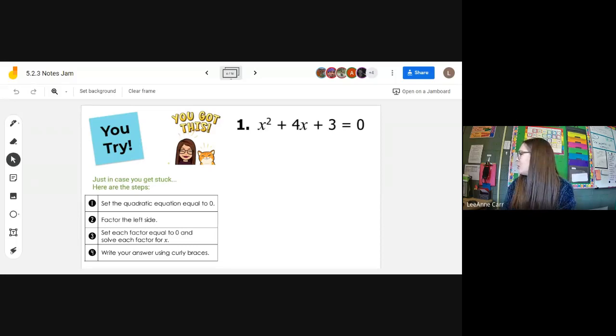About 30 more seconds here, maybe a little bit more. We'll see. Try your very best. You are on frame 6. You are doing this problem. If you printed out the sheet of paper, it's number 1 on the sheet of paper.